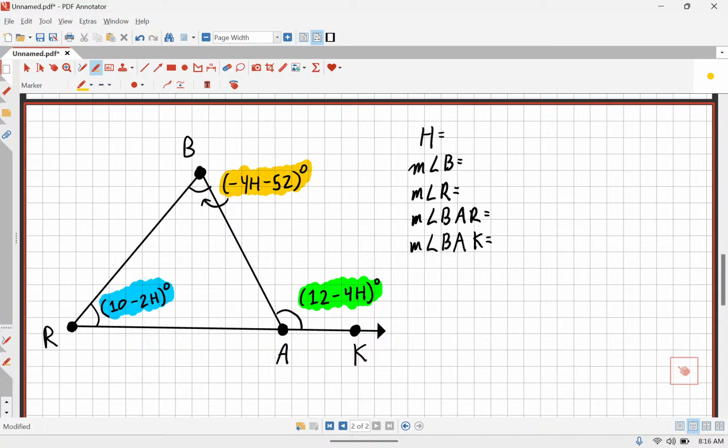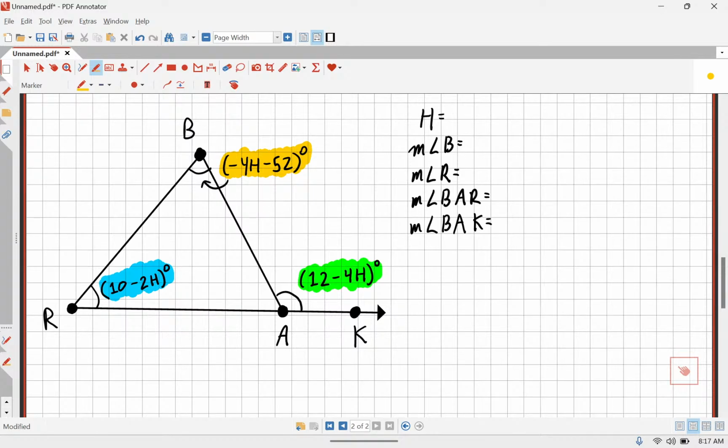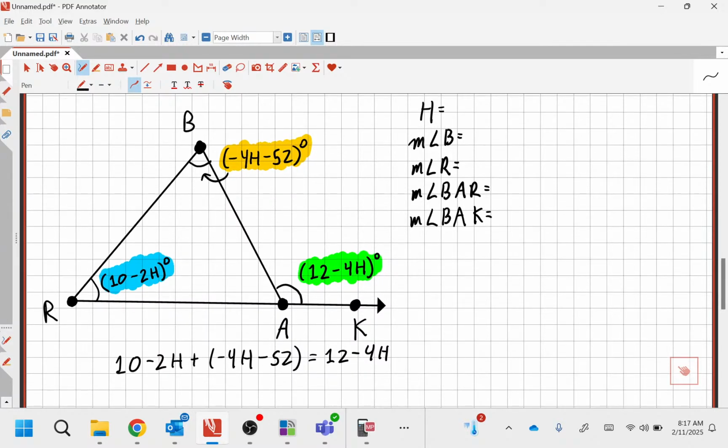But let's see what we can do here. Arden, what's going to be your first step here? So 10 minus 2h, that's 22, plus a negative 4h minus 52. And what does that equal to? Yeah, that's where that comes into play, guys, is that the exterior angle is equal to the sum of the two non-adjacent interior angles.